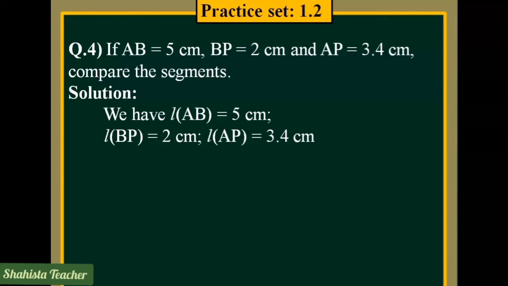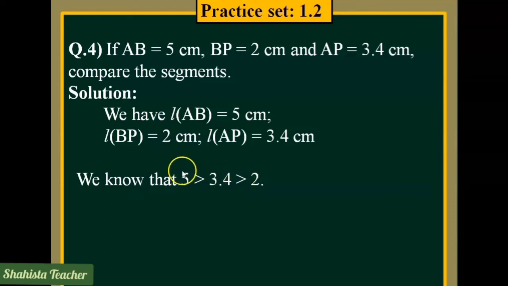After this we will put here: we know which number is greater. All three are positive numbers. So 5 is greater than 3.4, and 3.4 is greater than 2. So here we will write, we know that 5 is greater than 3.4 and 3.4 is greater than 2.